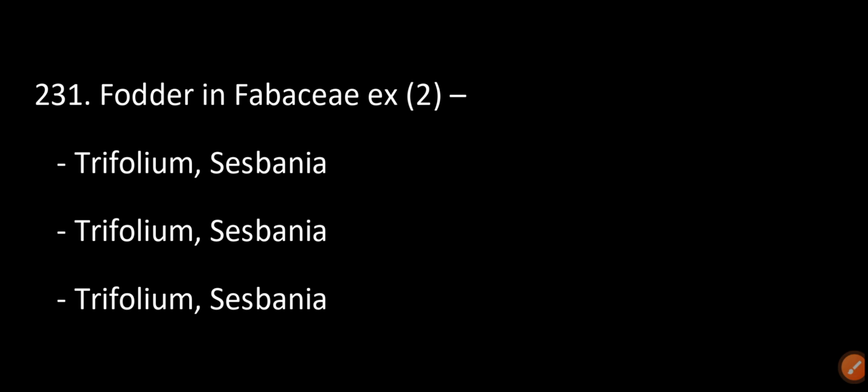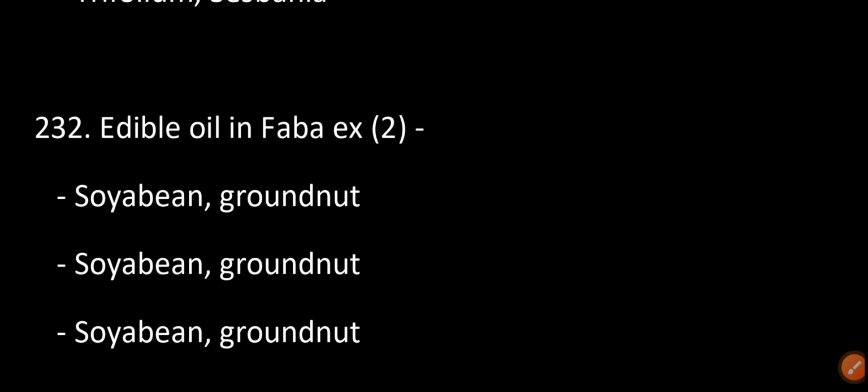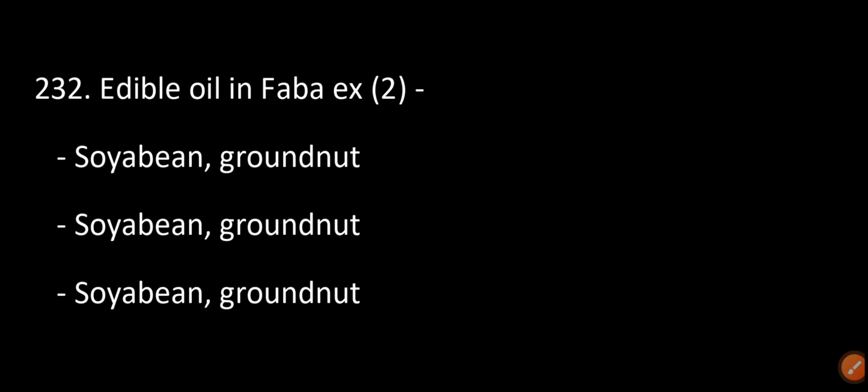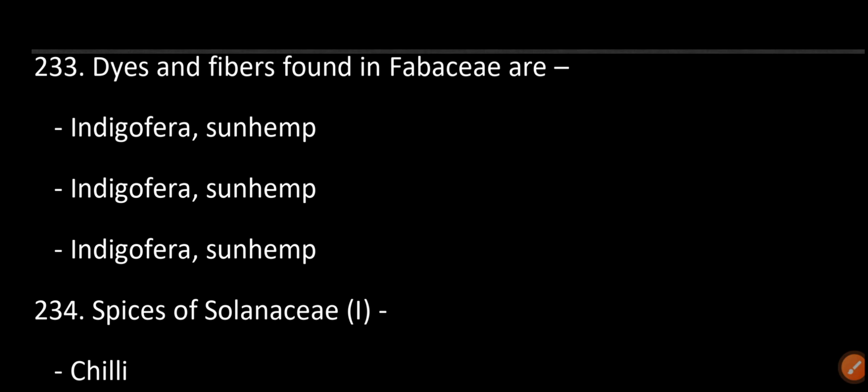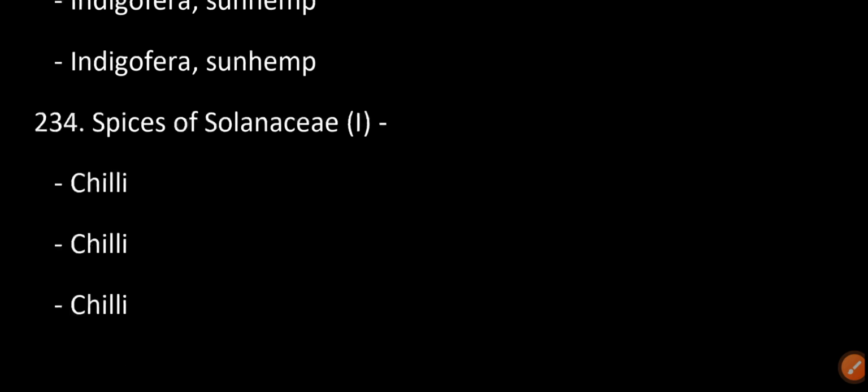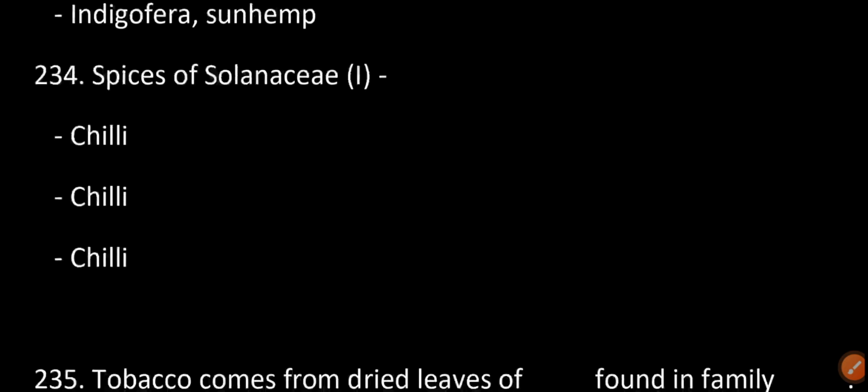Fodder in Fabaceae: Trifolium, Sesbania. Edible oil in Fabaceae: soybean, groundnut. Dyes and fibers found in Fabaceae are Indigofera and sun hemp. Spices of Solanaceae: chili.